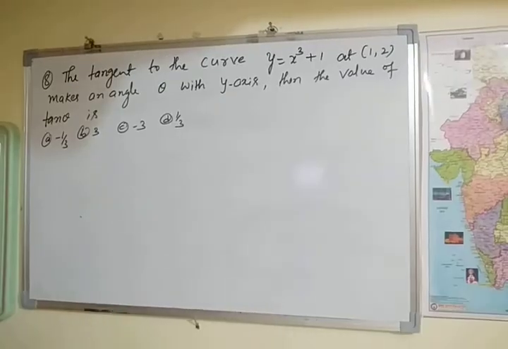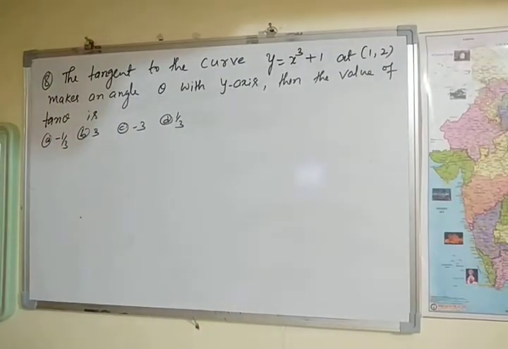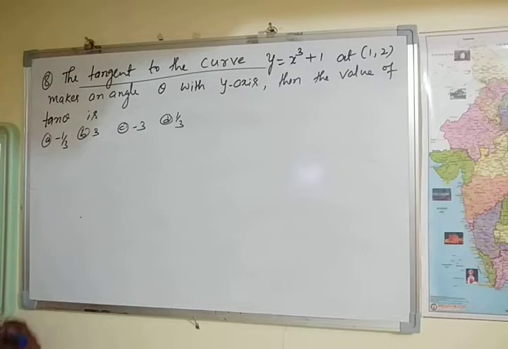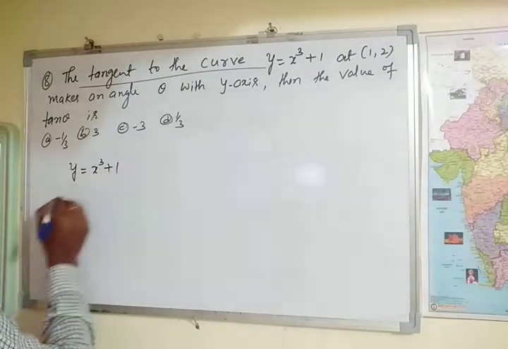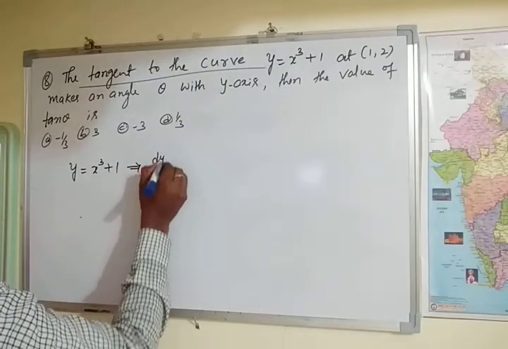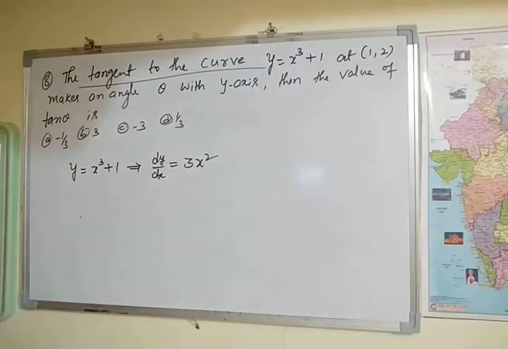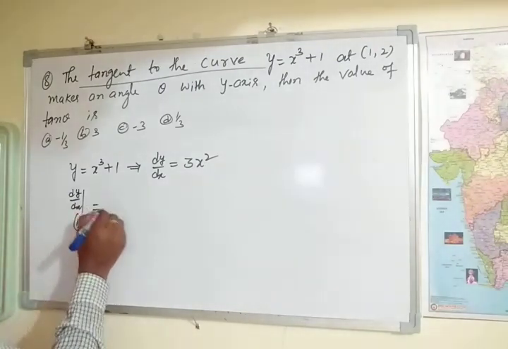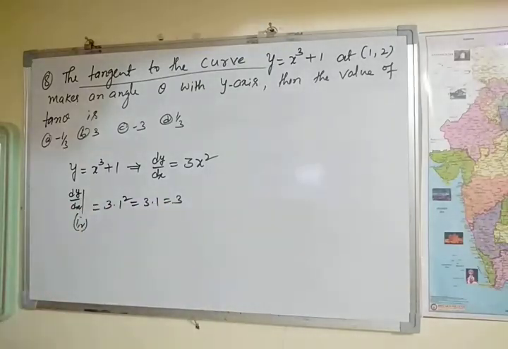See here, we have the tangent to the curve y is equals to x cube plus 1 at the point 1 comma 2 makes an angle theta with the y-axis. Now here, first find the tangent to the curve y is equals to x cube plus 1 at the point 1 comma 2. Tangent means here we have the curve y is equals to x cube plus 1. Differentiate with respect to x on both sides. dy by dx is equals to 3x square. At the point 1 comma 2, dy by dx is equals to, x is 1, 3 into 1 square is equals to 3 into 1 is equals to 3.